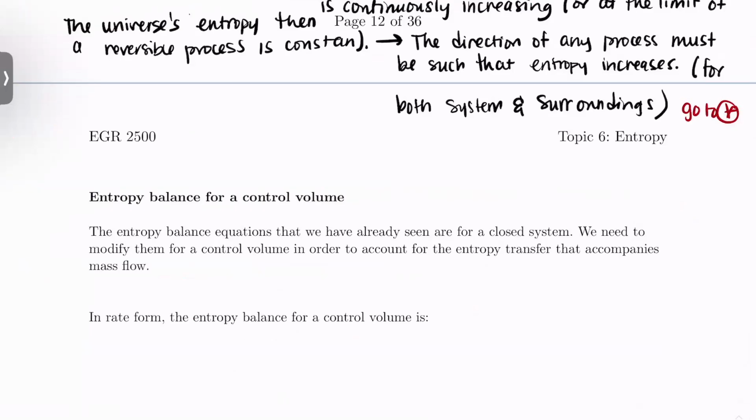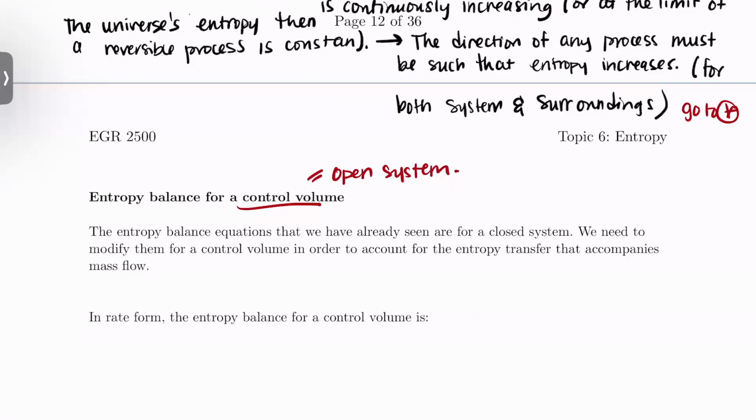Okay, so now let's talk about entropy balance for a control volume. Everything that we've talked about so far has been for systems, so these are closed systems. Now we're going to talk about open systems, which is a control volume. So I'll just remind you, control volume equals open system.